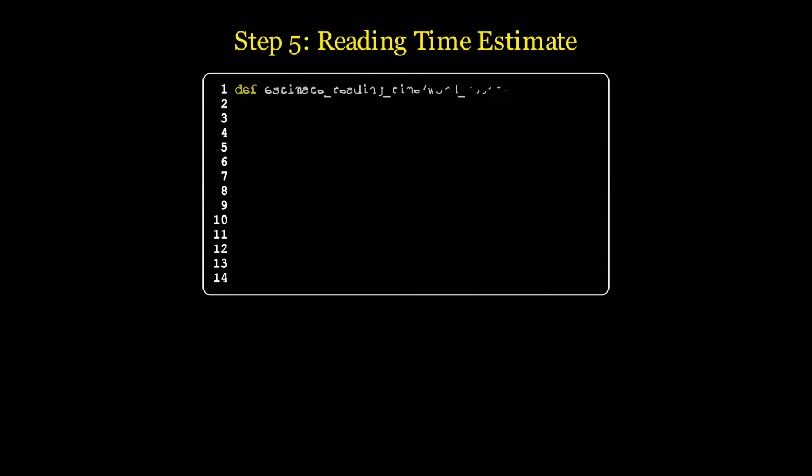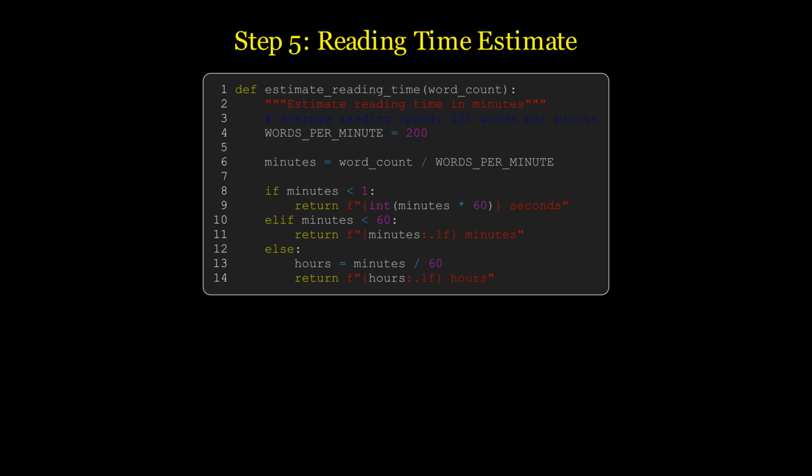A useful feature is estimating how long it takes to read the text. The average reading speed is about 200 words per minute. Let's implement this calculation. Reading time calculation uses the standard 200 words per minute rate. We format the output based on text length, seconds for very short texts, minutes for typical documents, and hours for long content. This provides readers with useful expectations about time commitment.